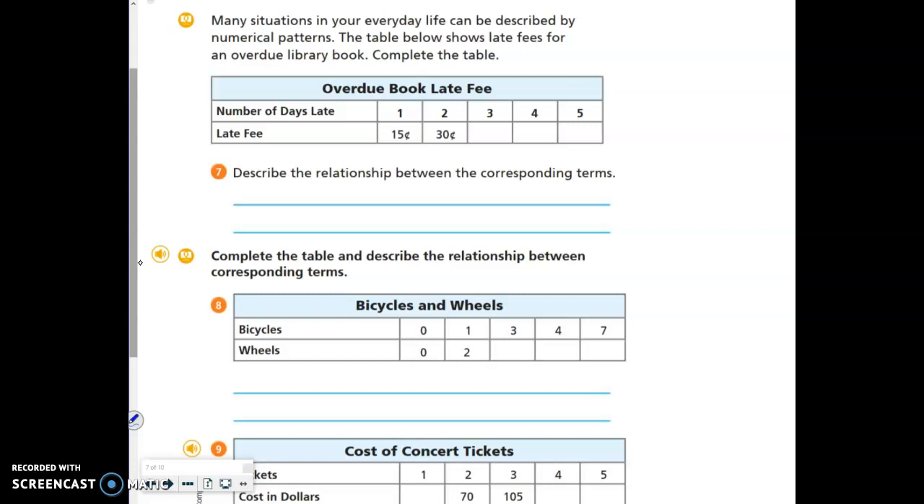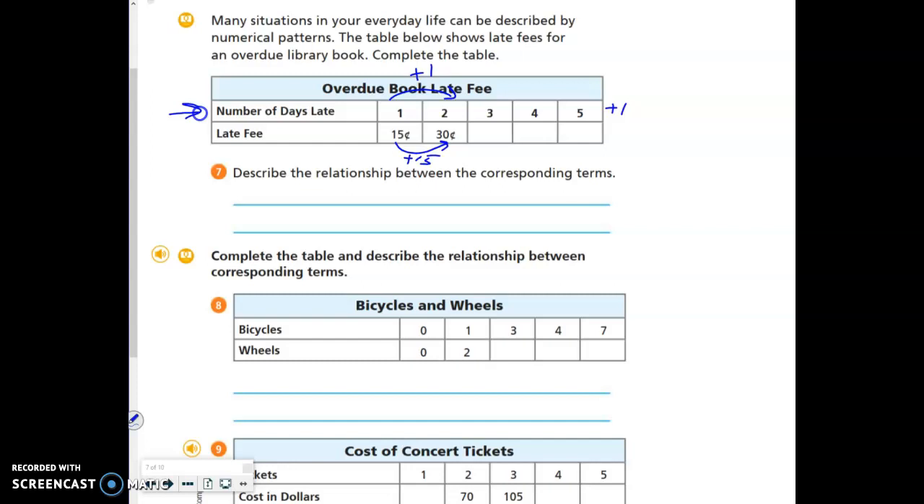So if we look at the top box here, this is either called an input-output table, or we also call this a rate table. They go up consecutively. They go up together. The patterns are connected. We can see that if we have one overdue book or 1 day of an overdue book, it's going to cost us 15 cents. And then if we have a second day, it's 30 cents. Okay, so we can see that this is going up by 1 all the way across here. Okay, plus 1. The one down here, let me maybe write it this way, it'd be easier, plus 1. This one is going to be a plus 15, and we started at 15.